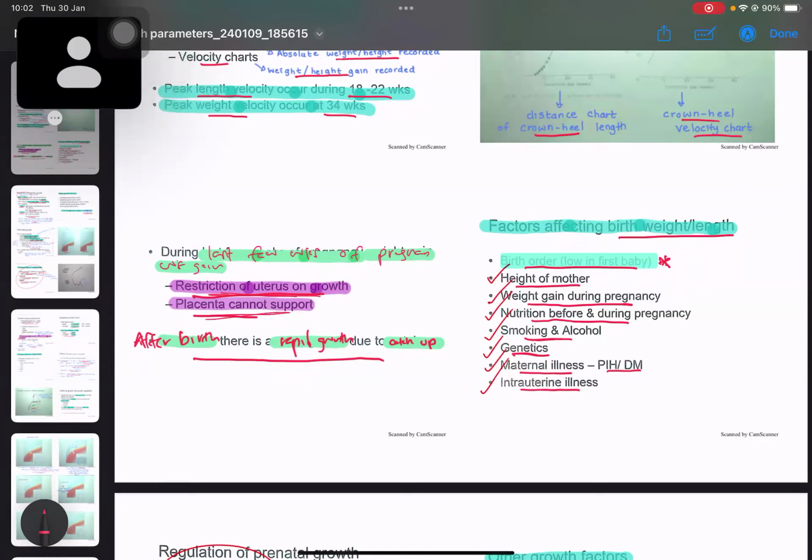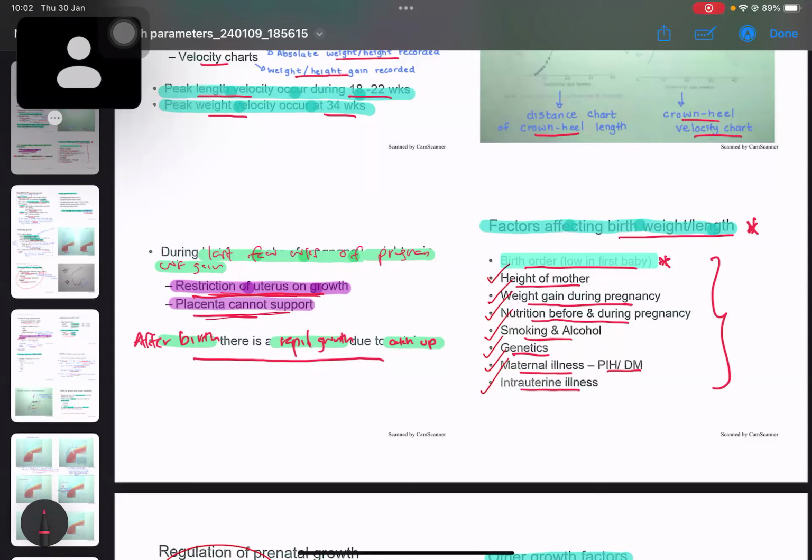Okay. The factors that affect the birth weight or the birth length. Here you have to study the birth weight and length, not the weight gain after birth. It's about the factors affecting birth weight and length. These are assessed in MCQs because you have to be keen whether the question is based on birth weight or the weight gain after birth.